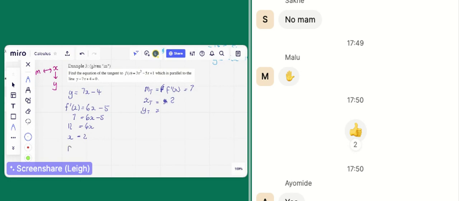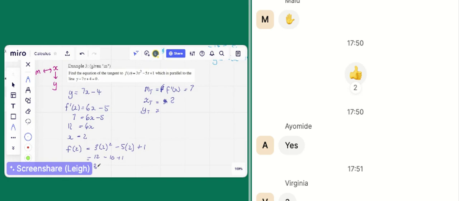So that means I need to work out what f of 2 is. So subbing that in, 3 times 2 squared minus 5 times 2 plus 1. So that's going to leave me with 12 minus 10 plus 1. So that will leave me with an answer of 3. Good, Virginia. Cool. I get the same thing.